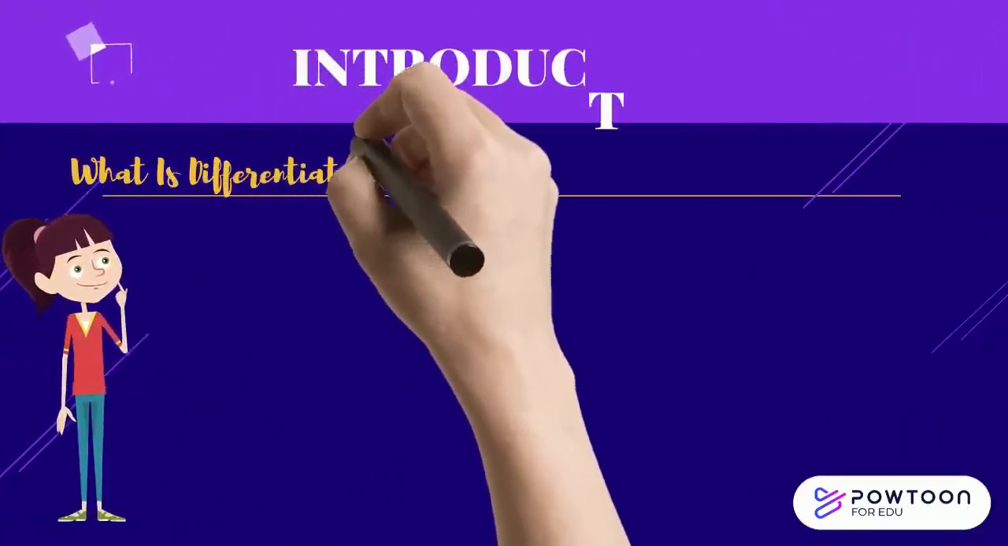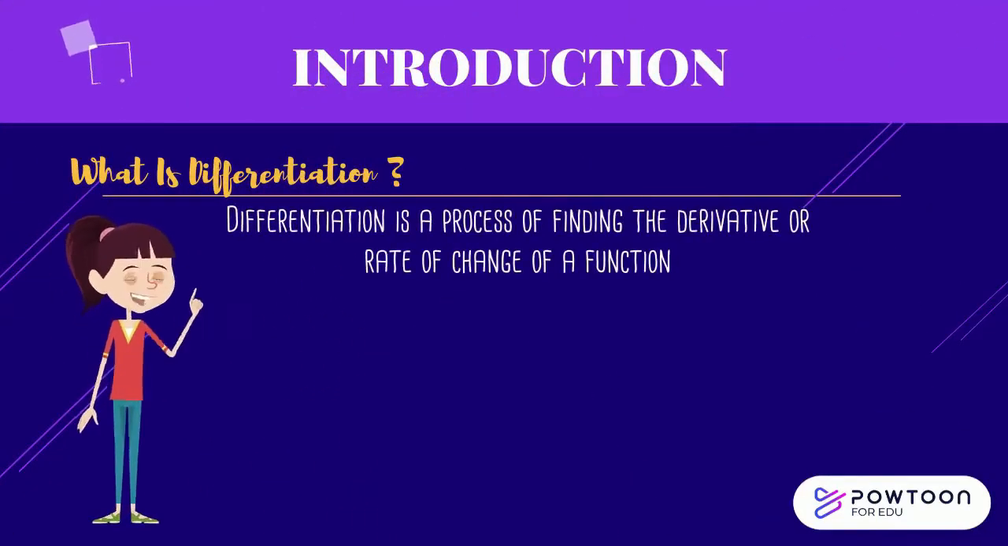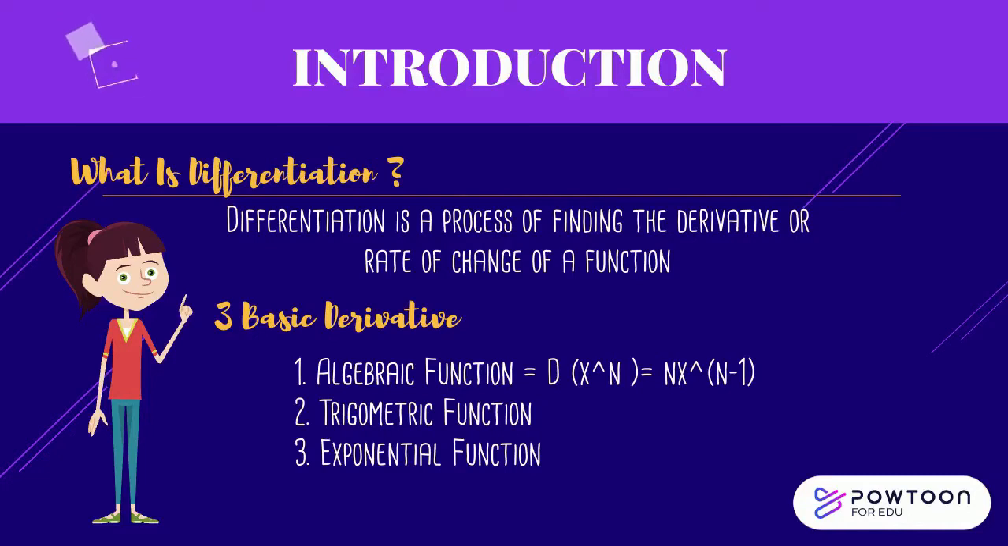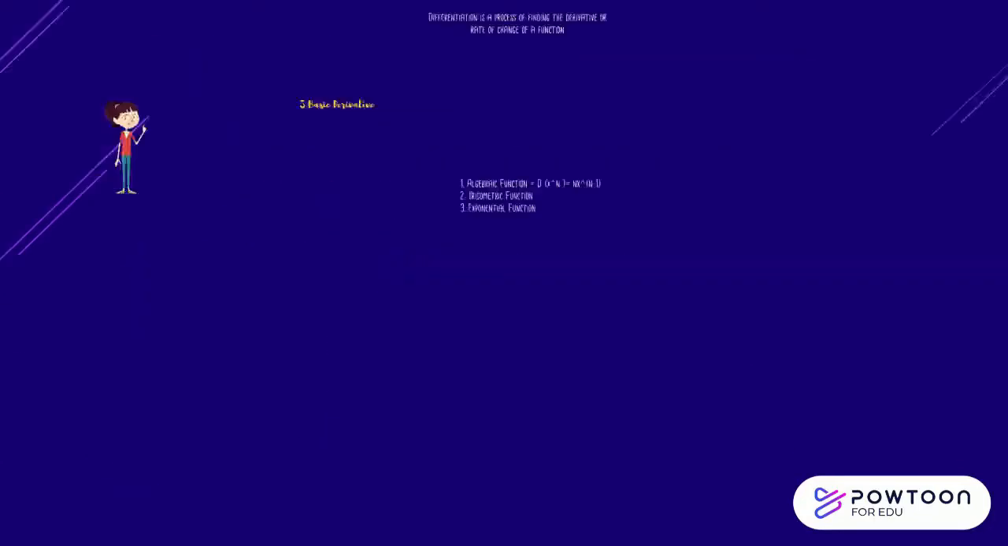Let's start with the introduction. Differentiation is a process of finding the derivative or rate of change of a function. There are three basic derivatives in differentiation. The first one is algebraic function: d/dx of x to the power of n is equal to n x to the power of n minus 1, in which n is any real number. The second one is trigonometric function, and the last one is exponential function.